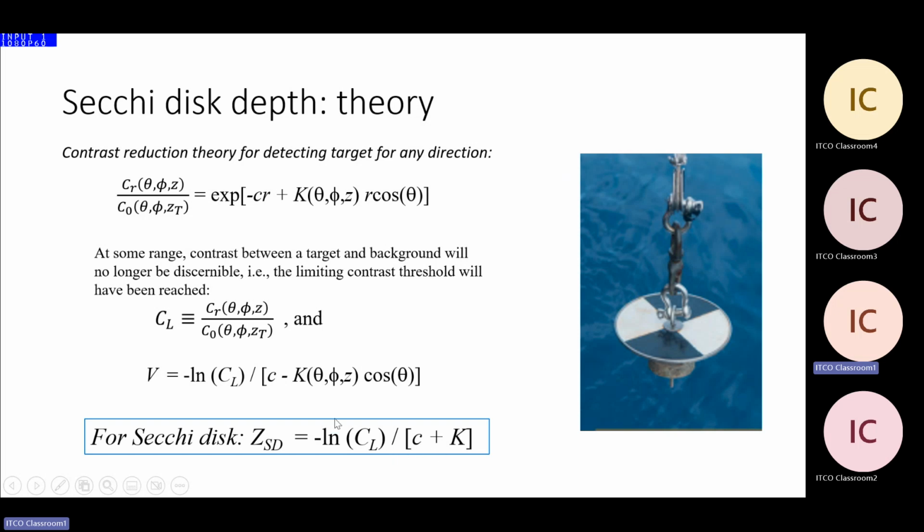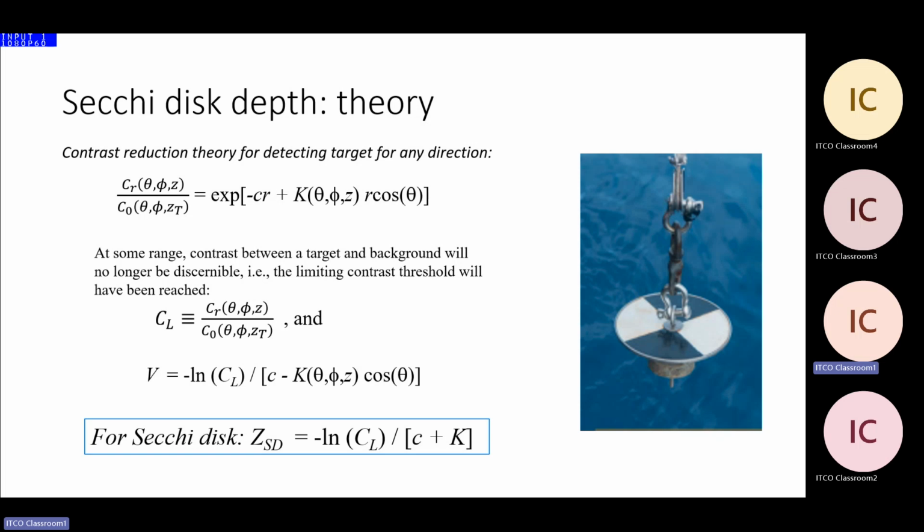And this natural log of the limiting contrast varies for the different detector. You can use your eye for this, but you could also use a camera. There are various cameras you could use. You could have the camera just below the air sea interface or above the air sea interface. You could have it at some altitude above the air sea interface. So there's a bunch of different ways that the CL can be defined.